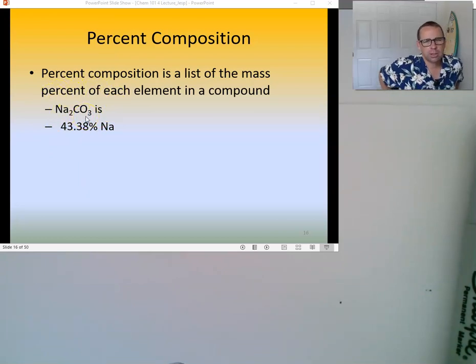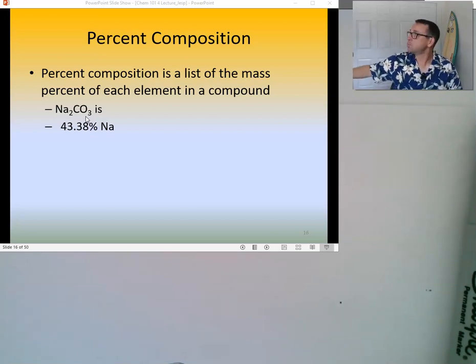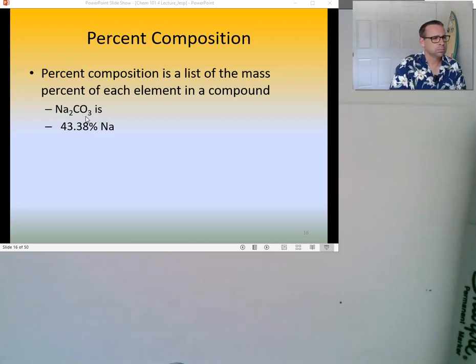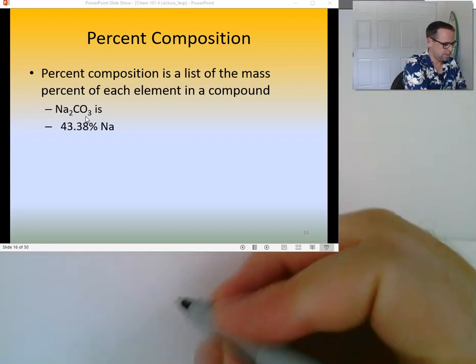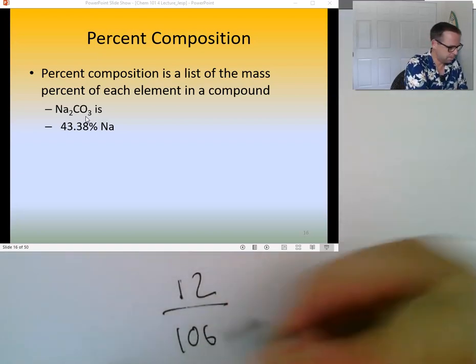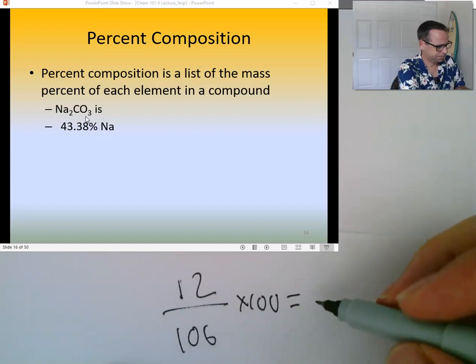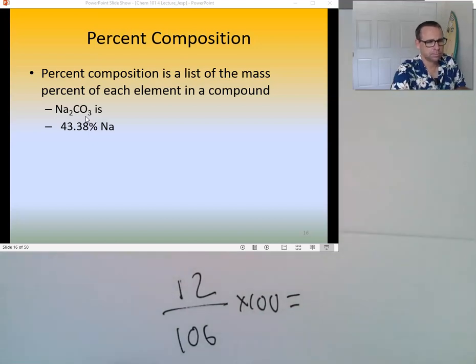Okay, so what about the carbon? What percentage of sodium carbonate is carbon? How would we do that? 12 divided by 106. That's right, 12 divided by the 106. And then times what? 100. That's right. So what'd you get? 11.3. Very good. 11.3%. That's the percentage of carbon.